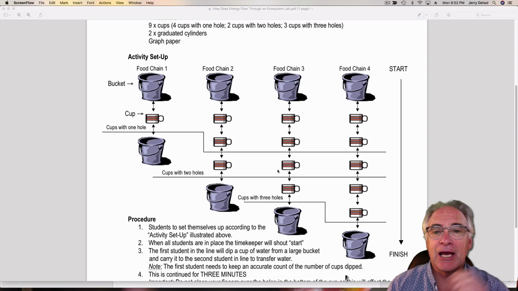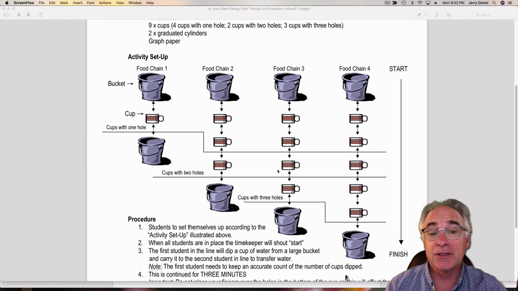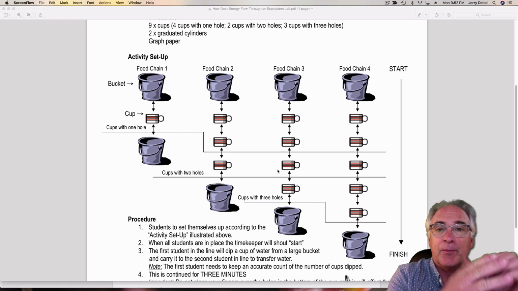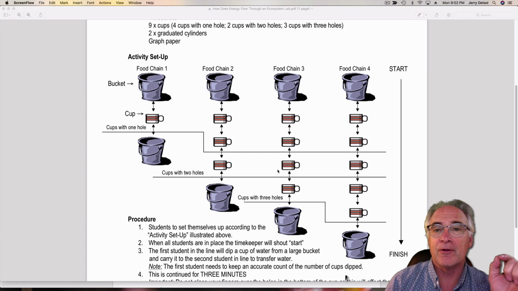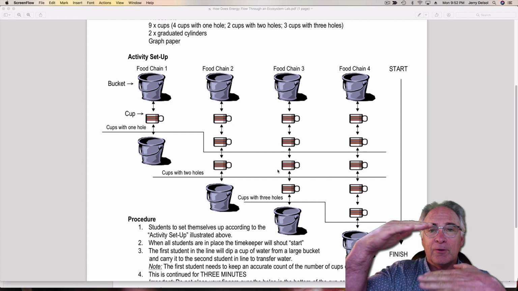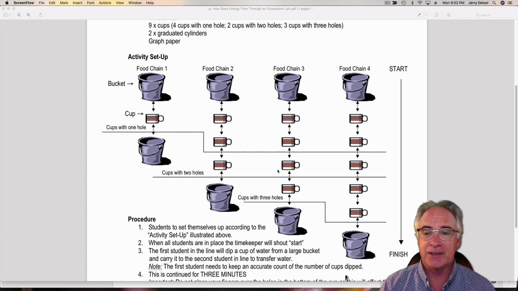Today's lesson is how energy flows through an ecosystem. If you recall, a couple of days ago, we went through this very lab, the water bucket lab, where we strung out several buckets with smaller containers, and we walked from one end to the other carrying cups filled with water with holes in them as it kind of drained out.